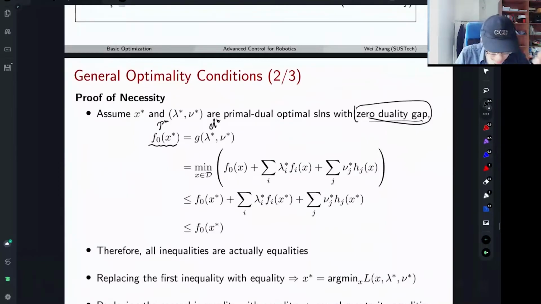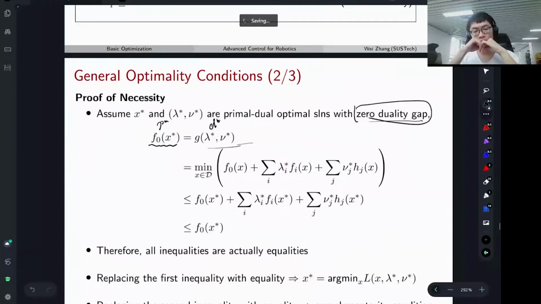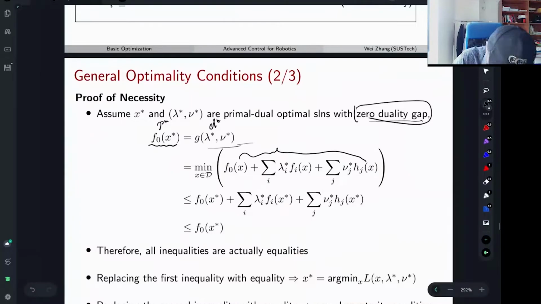That's our assumption. In this case, we can just write down the definition of the dual function. The dual function is the minimum of the Lagrangian over all possible x. So in this case, this function will be L(x, lambda star, nu star). I'll optimize over that. That's the definition, almost. I changed my inf to min here.